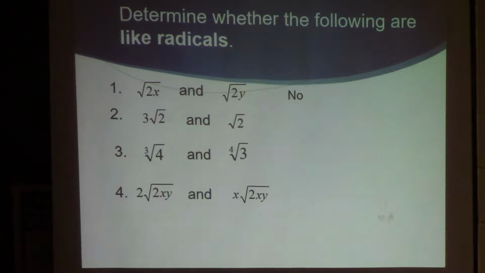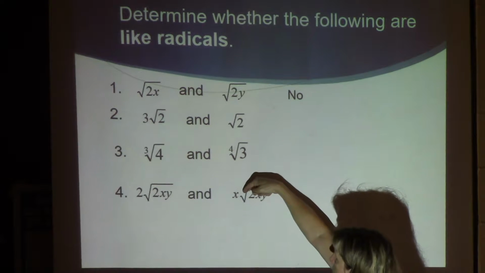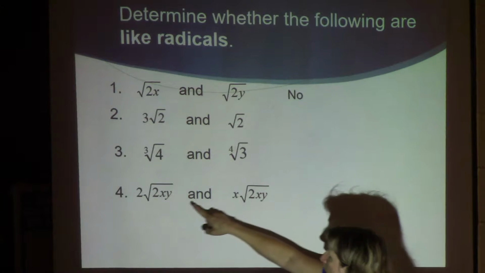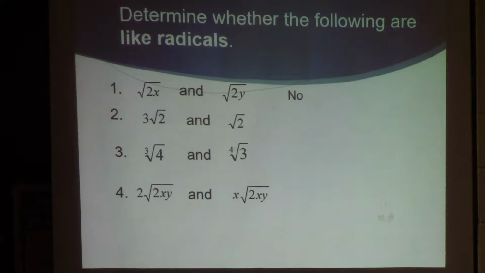No. No, okay. How about number 4? Yes. No. How many yes? How many no? Okay, so again, this x and this 2 are not sitting on the shelf there. So the index is actually a 2, and my radicand is 2xy. So that's going to be like radicals.